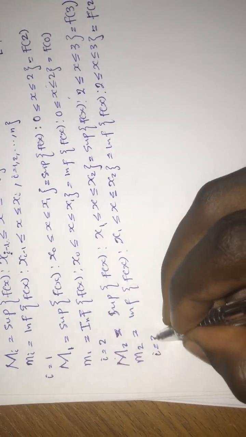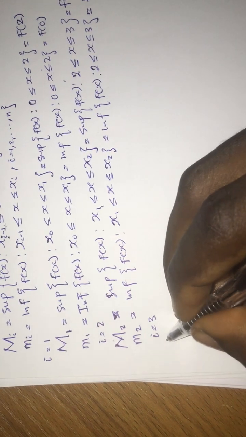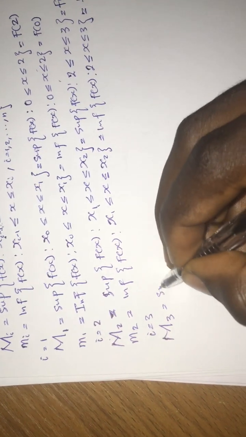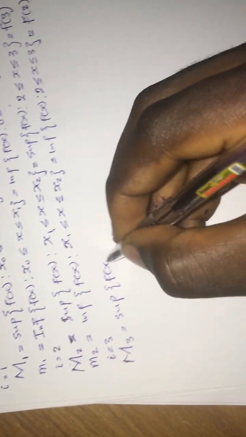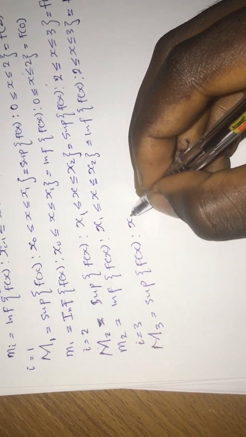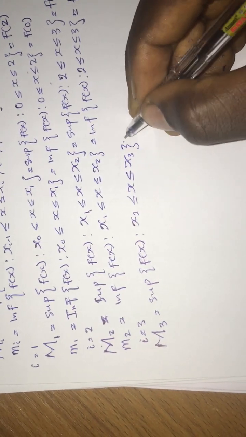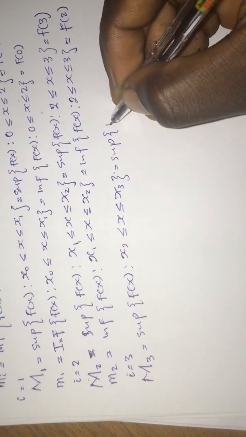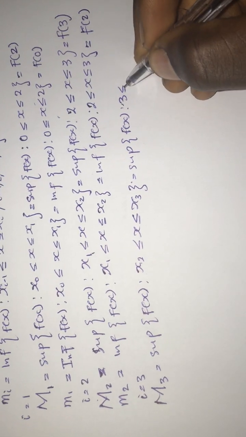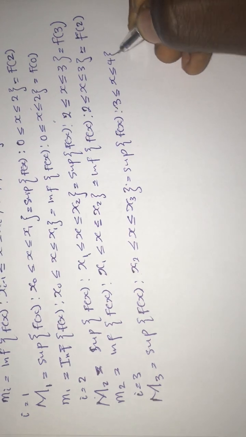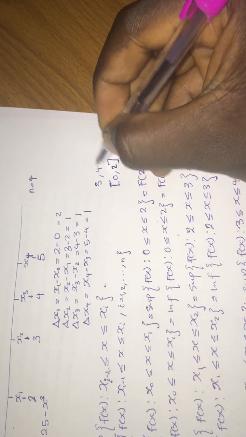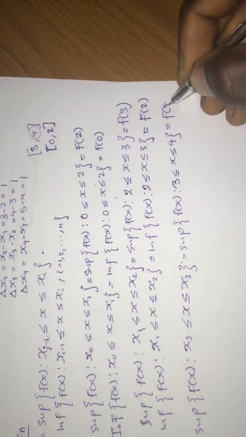So when i equals 3, we are going to have M3 equal to the supremum of f(x) such that x2 is less than or equal to x, less than or equal to x3. Hope you grab it. So x2 here is now 3 and our x3 here is 4. So the supremum between 3 and 4, what will be the supremum of this interval? It will be 4. So our function is going to act on the supremum.